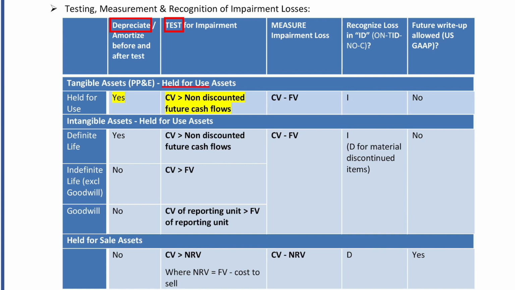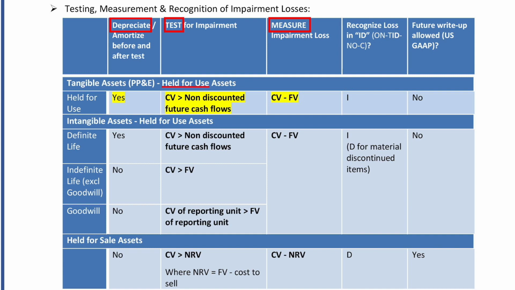Now, if this test for impairment is passed, which means the carrying value is actually greater than the non-discounted future cash flows, then we start to put a box around measure the impairment loss. Now, when we measure the impairment loss, it is basically highlight carrying value minus the fair value. Think of fair value as discounted future cash flows. And we'll look at this on the example.